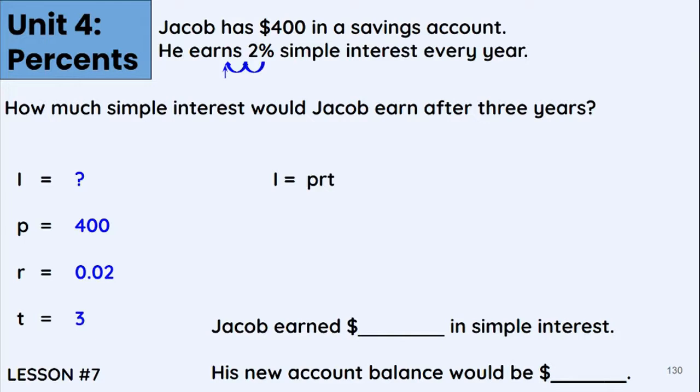All right, now we're ready to solve for interest. So interest is principal times rate times time. So we're going to do the principal, which is $400, times the rate, which is 0.02, times the time in years, which is 3 years. All right, go ahead and solve how much interest Jacob earns.